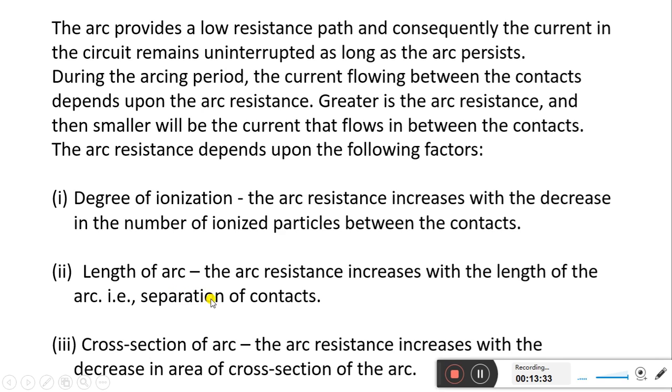Second is the length of the arc. The arc resistance increases with the length of the arc, that is, the separation of the contacts. And third is the cross section of the arc. The arc resistance increases with the decrease in the area of cross section of the arc. So these are the factors the arc resistance depends upon. First is the degree of ionization, second is the length of the arc, and third is the cross section of the arc.